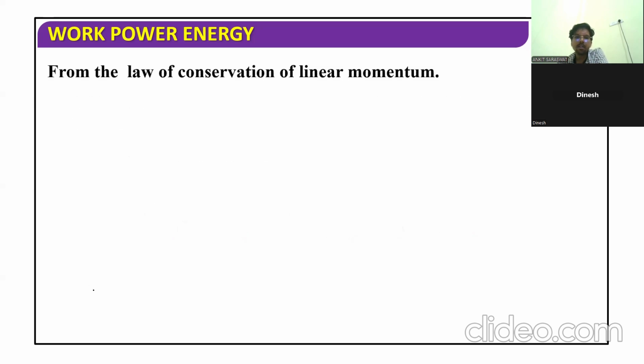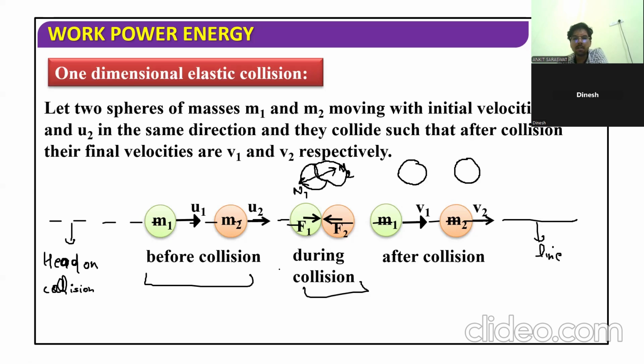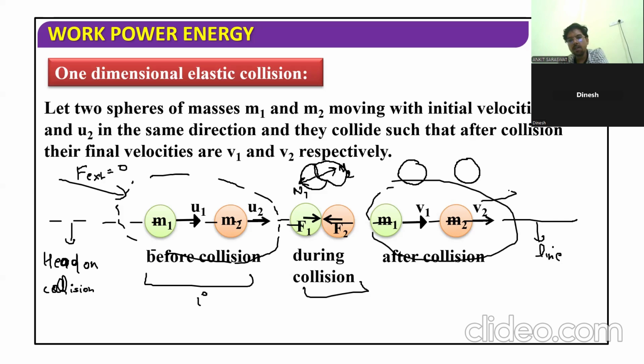So if you apply the conservation of momentum, this is our system. Is there any external force? Zero. So we can conserve momentum. The initial momentum of the system equals the final momentum of the system. Initial is m1u1 + m2u2 equals m1v1 + m2v2.